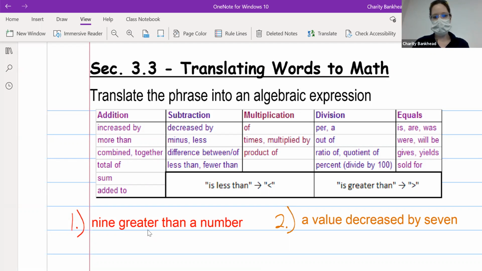All right. So we are going to be translating words into math. And so here's a bunch of words, just for example. Don't think it's like a big list you have to memorize. Okay. So number one, so we're going to use X for the unknown.